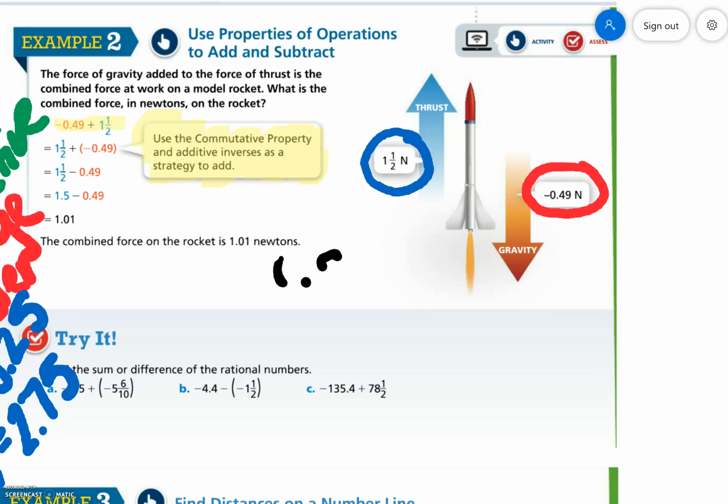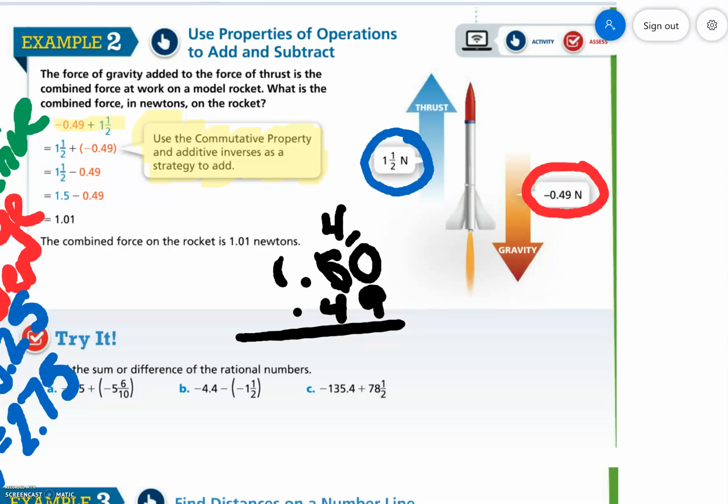So we do 1.5 minus 0.49. Be sure to line up the decimals. You have to borrow. 1.01. So the combined force on the rocket is 1.01 newtons.